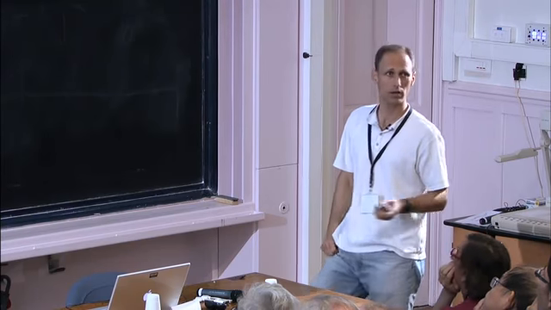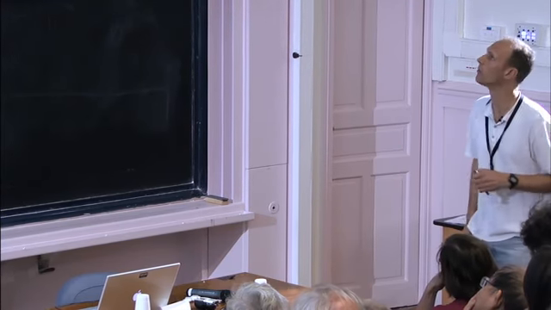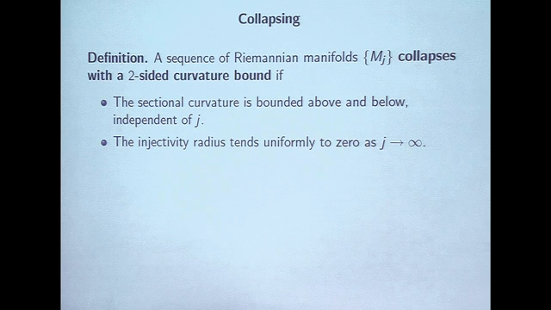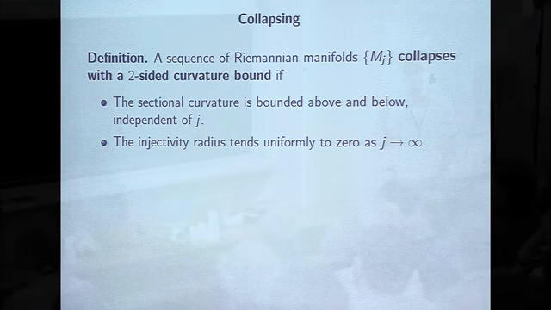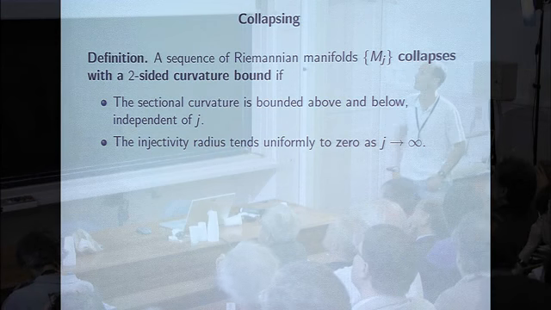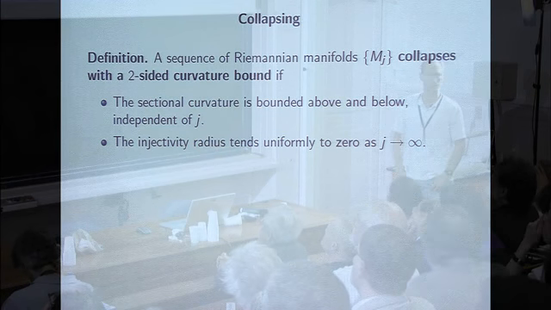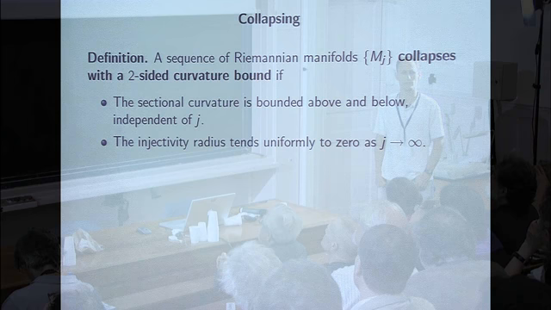All right. So now I want to move toward collapsing. This was first studied by Cheeger and Gromov in this form. I'll say a sequence of Riemannian manifolds collapses with a two-sided curvature bound, or it collapses in the sense of Cheeger and Gromov, if two things hold. First of all, the curvature is bounded above and below uniformly, independent of j. And secondly, the injectivity radius tends uniformly to 0.